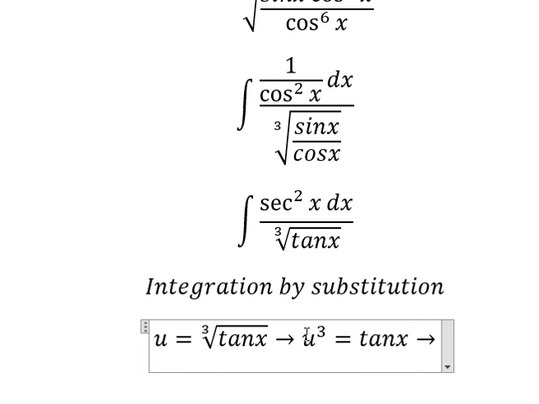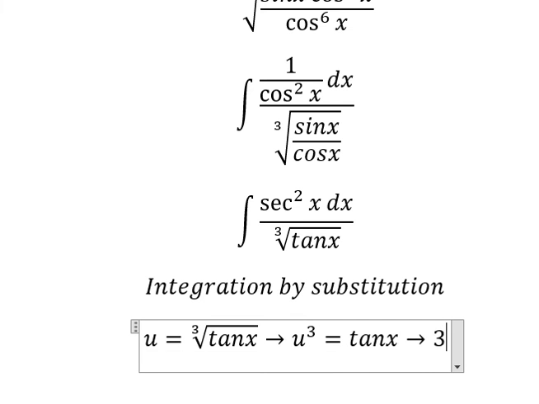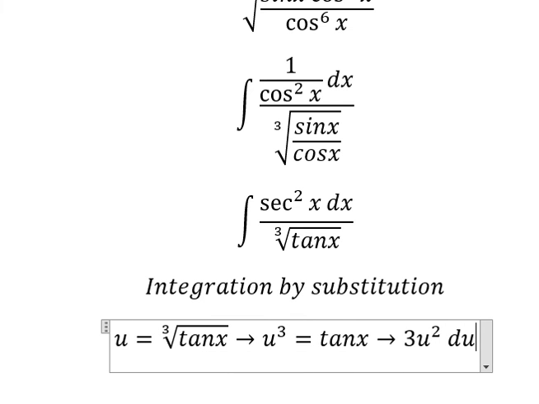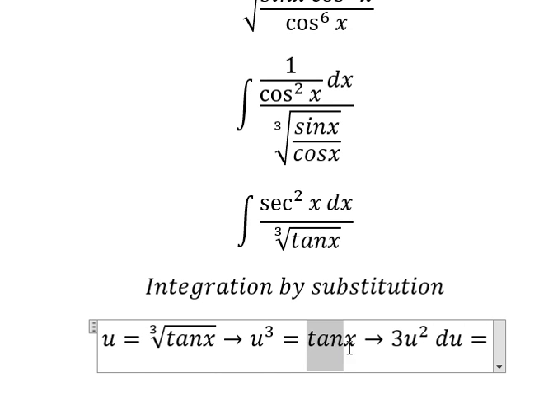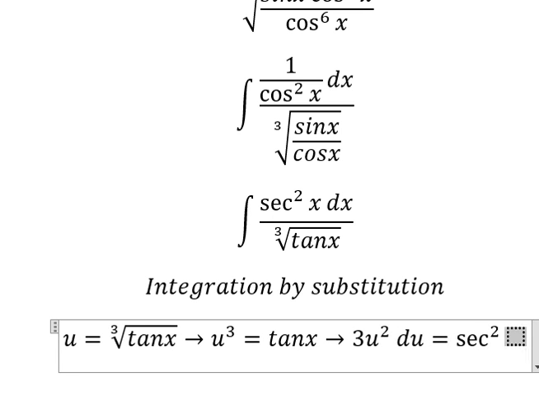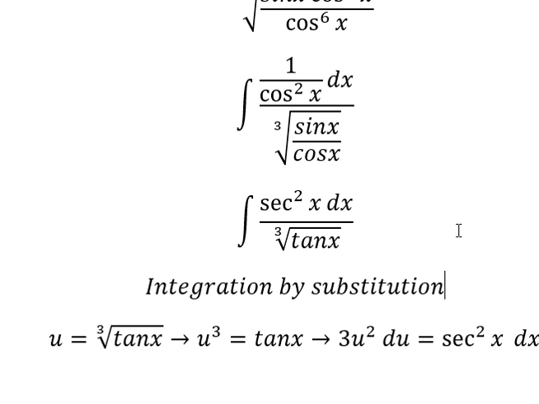Next, we need to do first the derivative for the both sides. First derivative of u to the power of 3, we have 3u squared du. First derivative of tan s, we have secant of x squared ds.